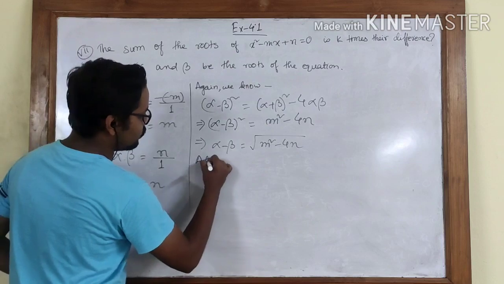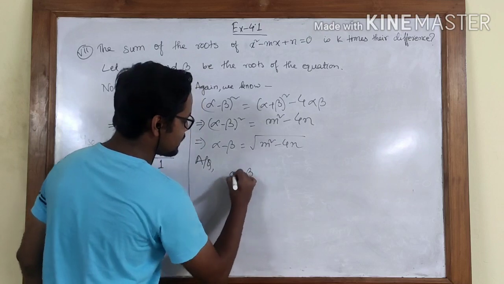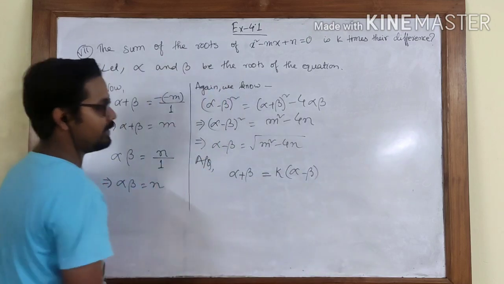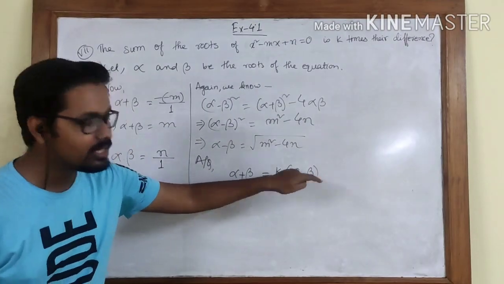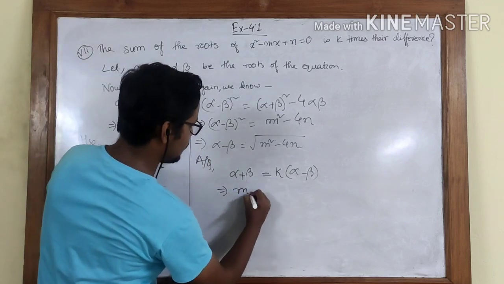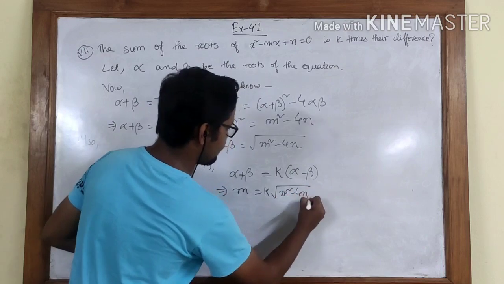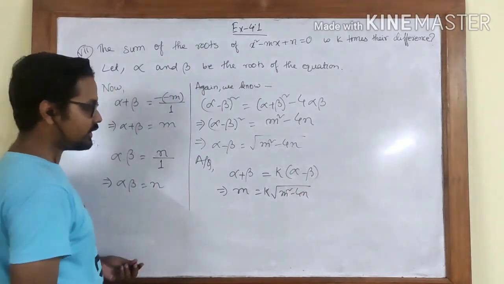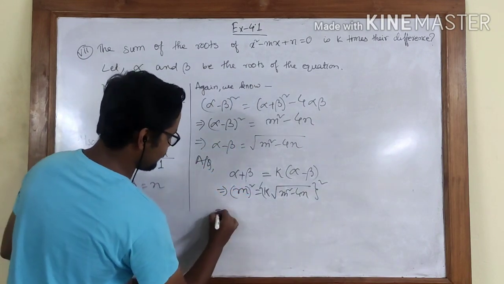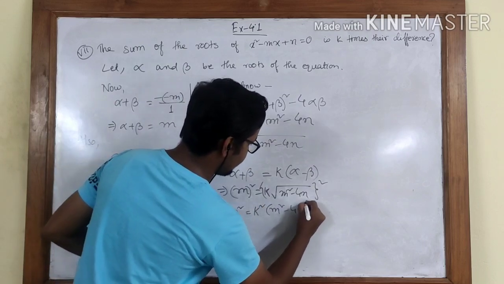Now we will have, according to the question, what does the question say? The question says that the sum of the roots, that is alpha plus beta, is equal to k times the difference, that is alpha minus beta. Sum of the roots is k times the difference. So what is alpha plus beta? Alpha plus beta is m, is equal to k into this one, root over m square minus 4n. So what we can do is squaring both sides. We will have m square is equal to k square into m square minus 4n.